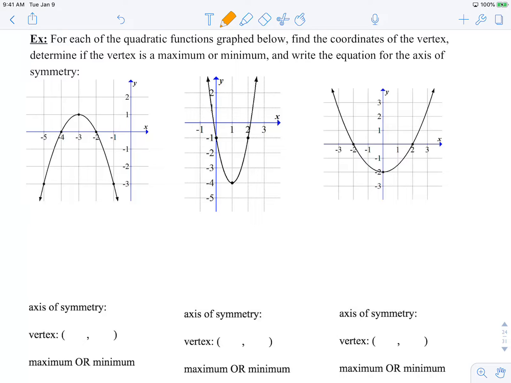When I look at this first example, I should be able to see that vertical line, that axis of symmetry, that cuts that parabola into two equal halves. And that axis of symmetry is the vertical line, x equals -3.